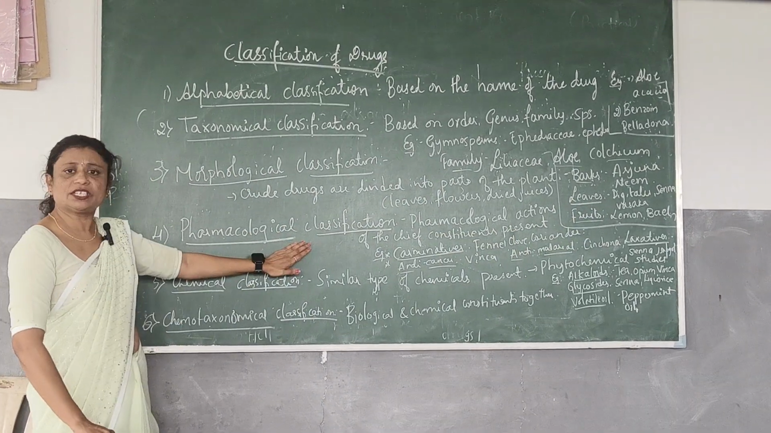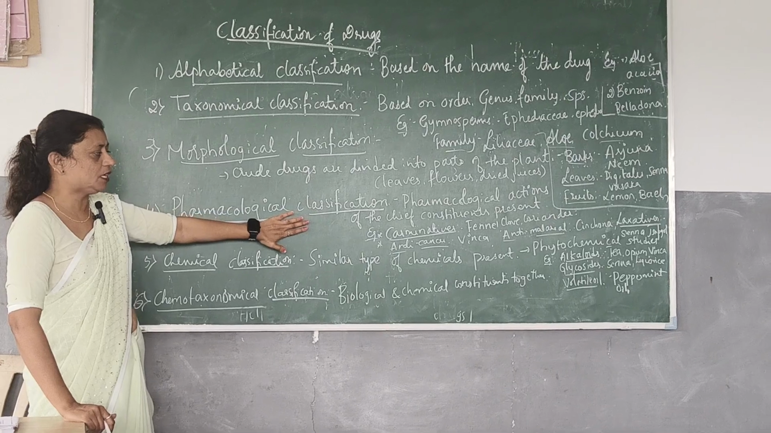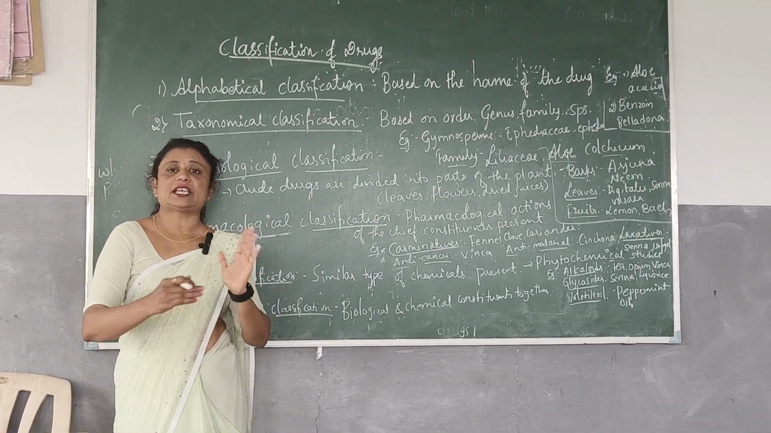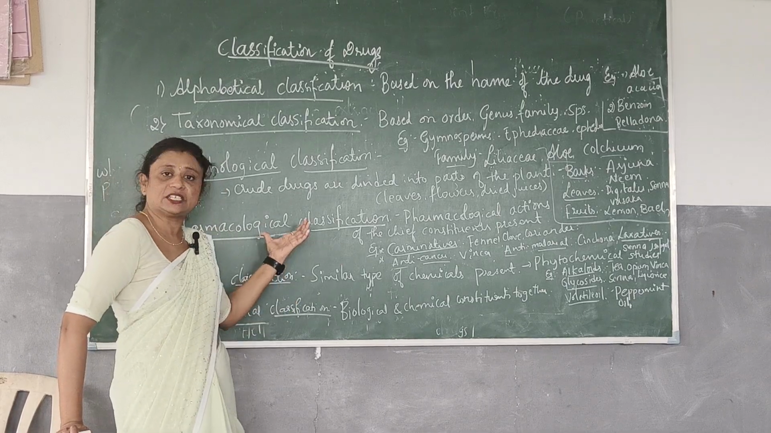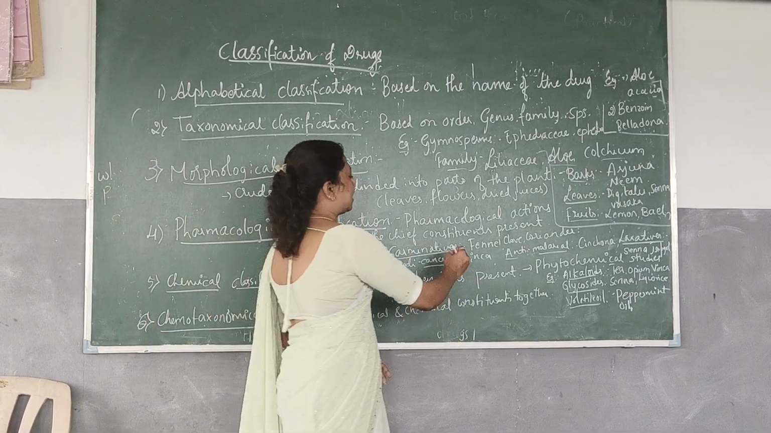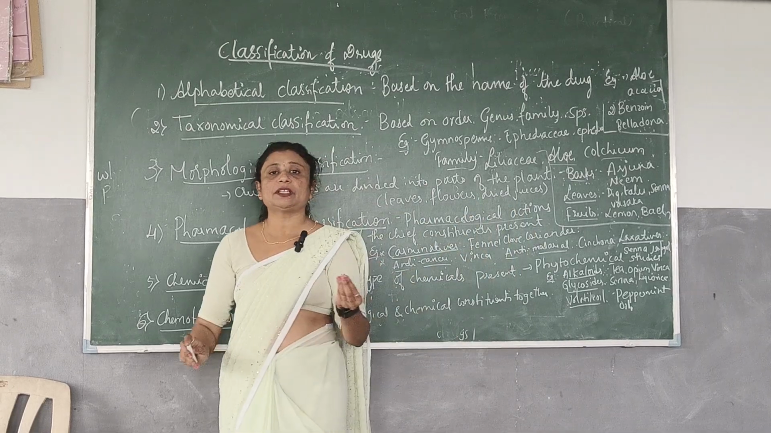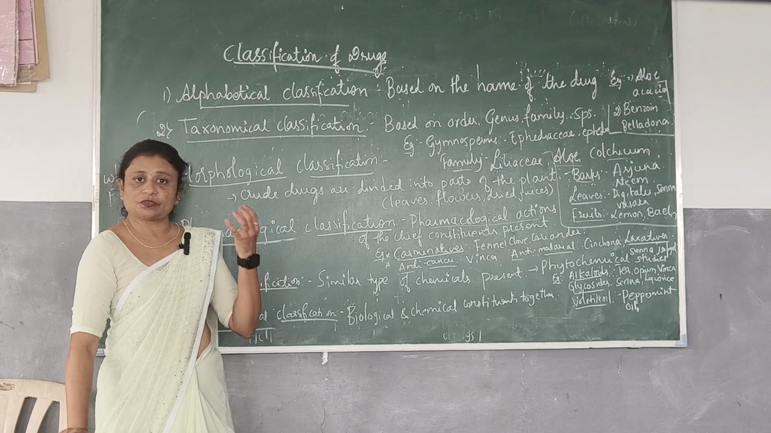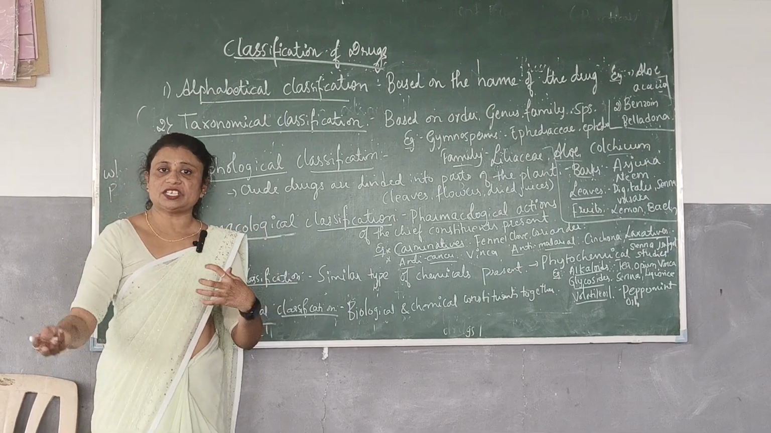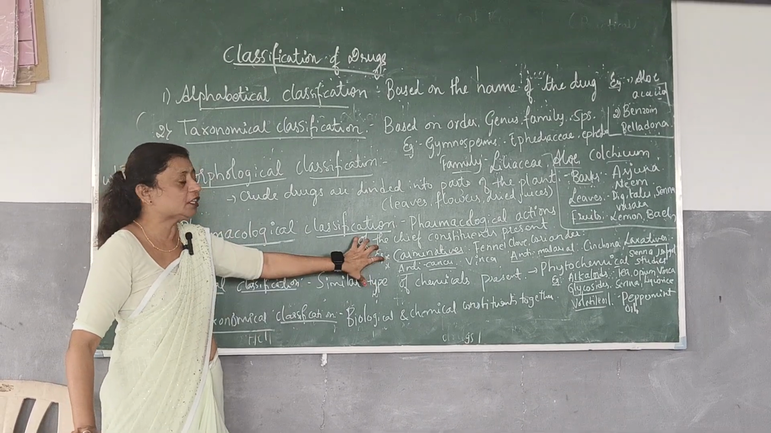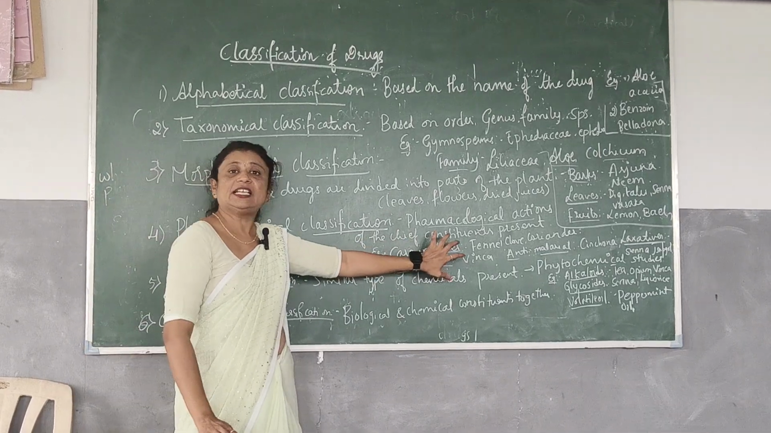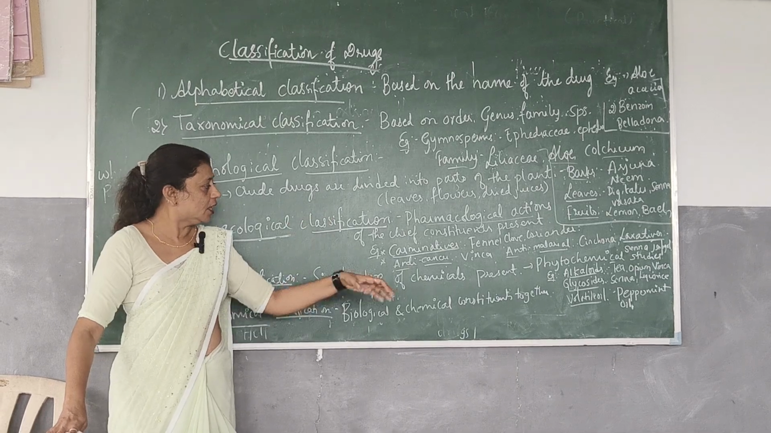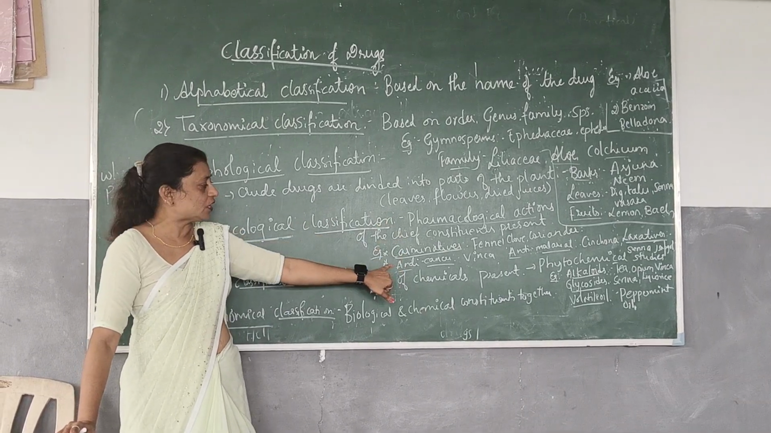Next, pharmacological classification. Pharmacological classification means the drugs are classified based on the therapeutic effect or the medicinal effect of the drug. That means the pharmacological action, which is nothing but the medicinal effect or therapeutic effect of the drug, meaning which drug can be used to cure which disease. It is based on the chief constituents, meaning the active or chemical constituents present in that drug. On that basis, the pharmacological classification is done.